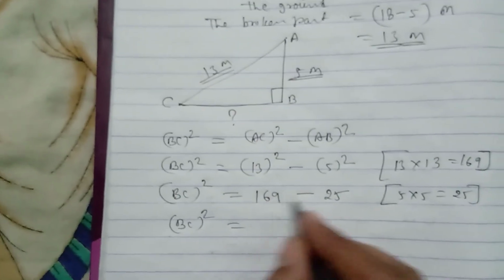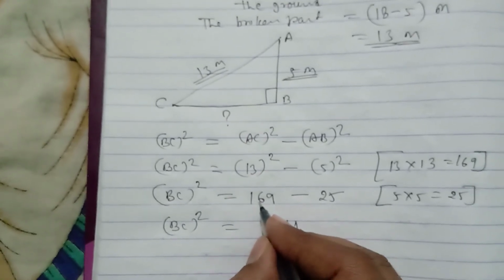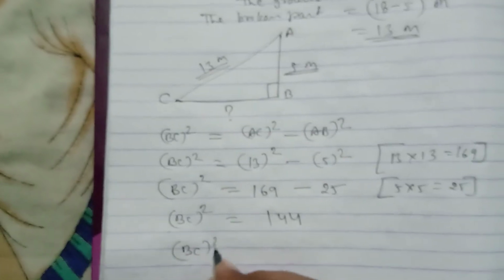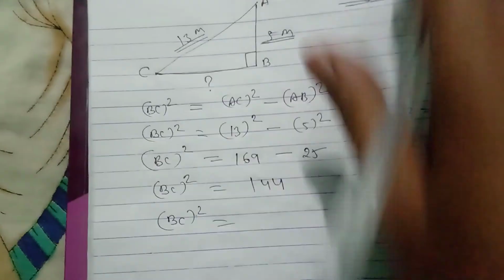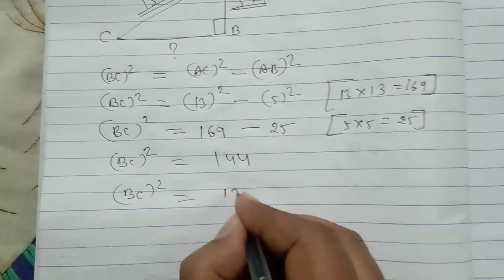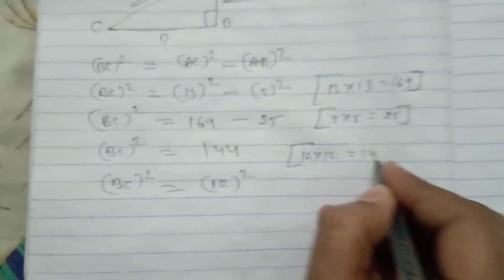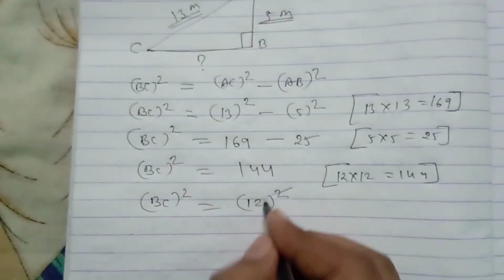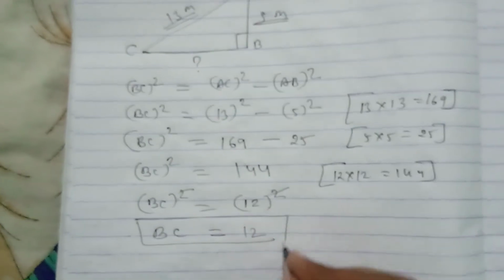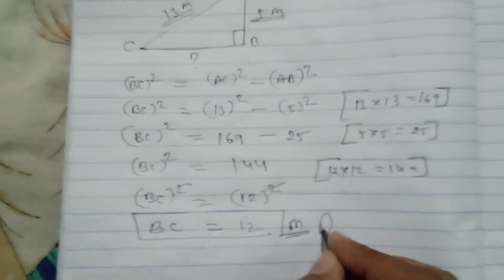Now subtracting the numbers, 9 minus 5 is 4, and 6 minus 2 is 4, and 1. Now we have 144, and this is the square of 12, meaning 12 multiplied by 12 gives 144. Okay, the square has been cancelled and BC is 12. So the length of BC is 12 meters. This is our answer.